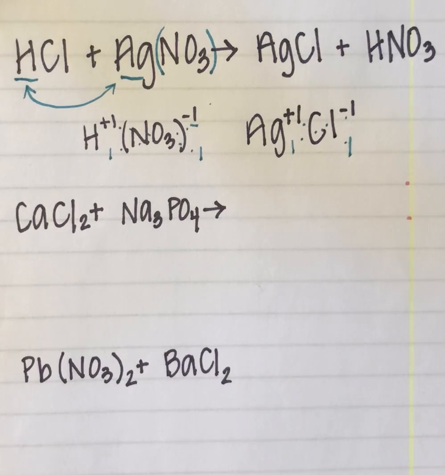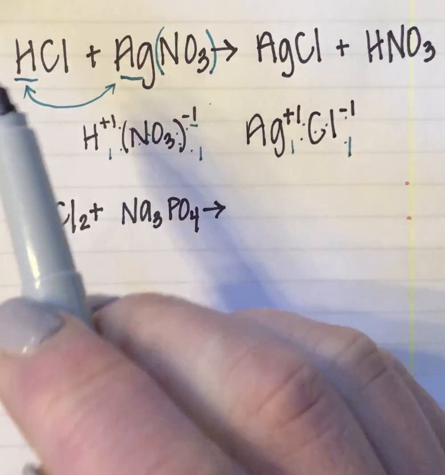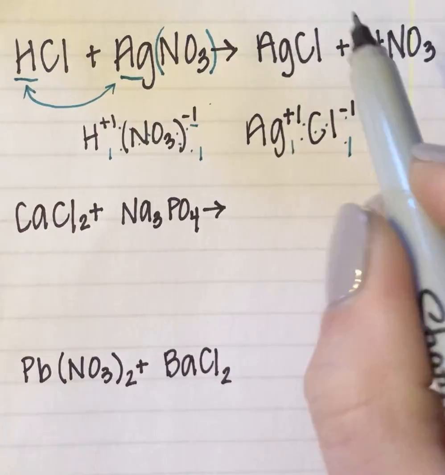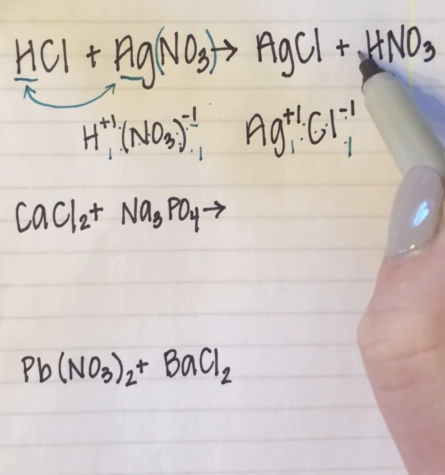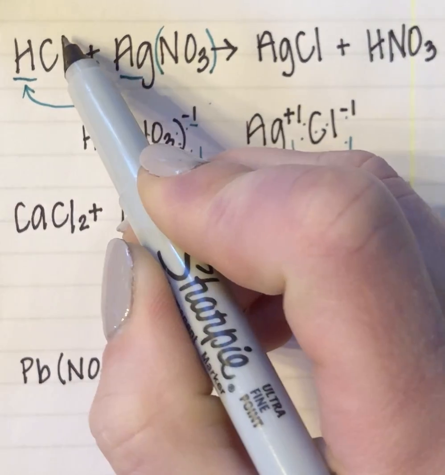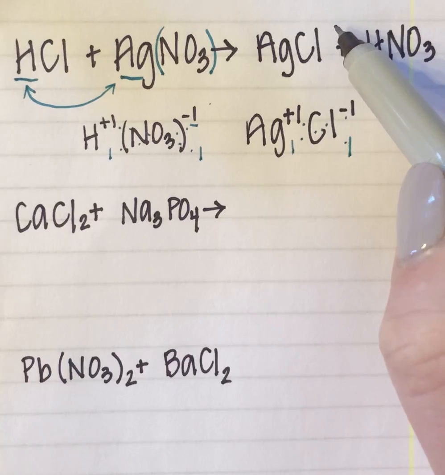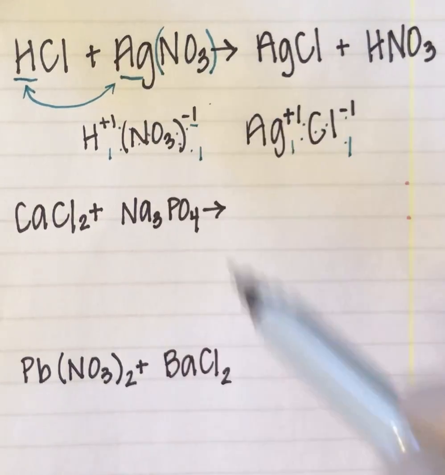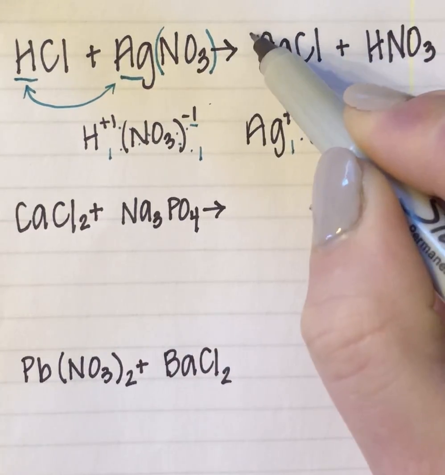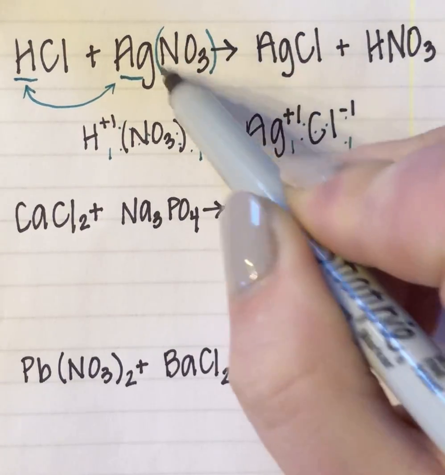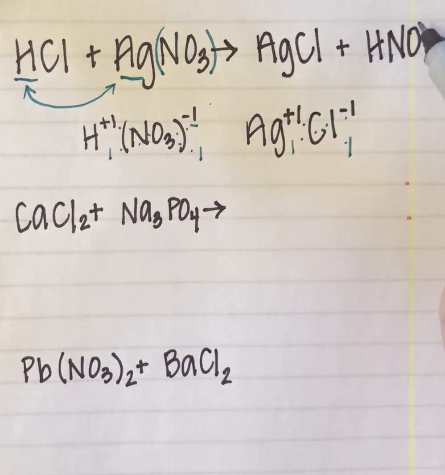Now we need to double check that everything is balanced. So if we look on the reactant side, we've got 1 hydrogen. We go over to the product side, we also only have 1 hydrogen. For the reactant side, we have 1 chlorine. Product side, 1 chlorine. Reactant side, 1 silver. Product side, 1 silver. And then let's just look at nitrate as a whole. On the reactant side, we have 1 nitrate. On the product side, we also have 1 nitrate. So this one is balanced.